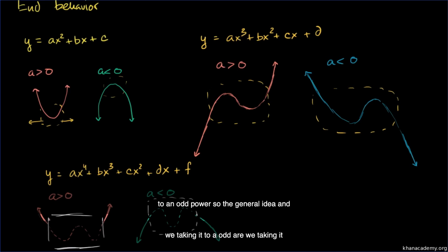So the general idea, and actually let me just do a fifth degree just to make it clear. So if I had something of the form y is equal to ax to the fifth plus bx to the fourth plus, and it just went all the way, I won't have to even write.